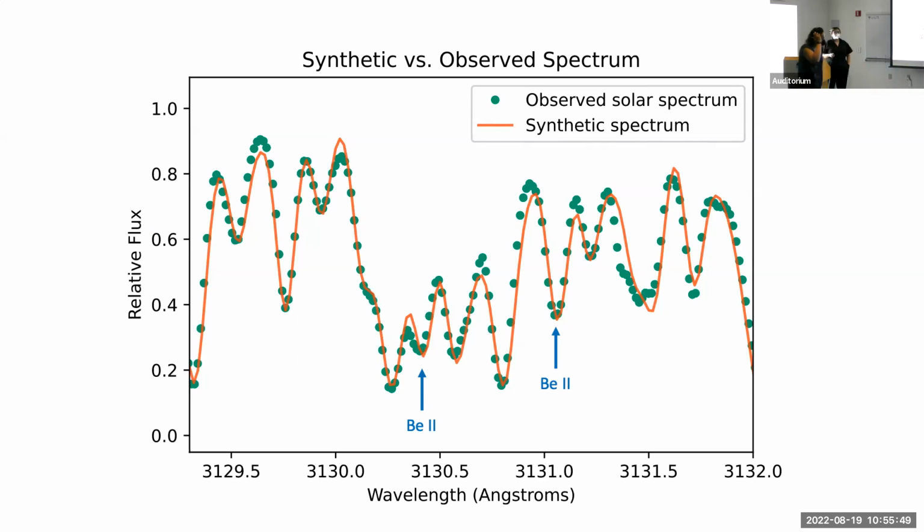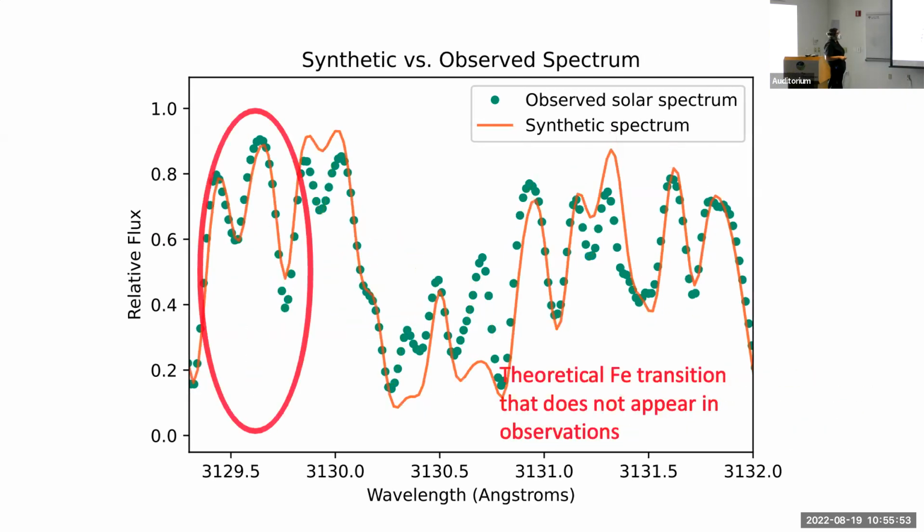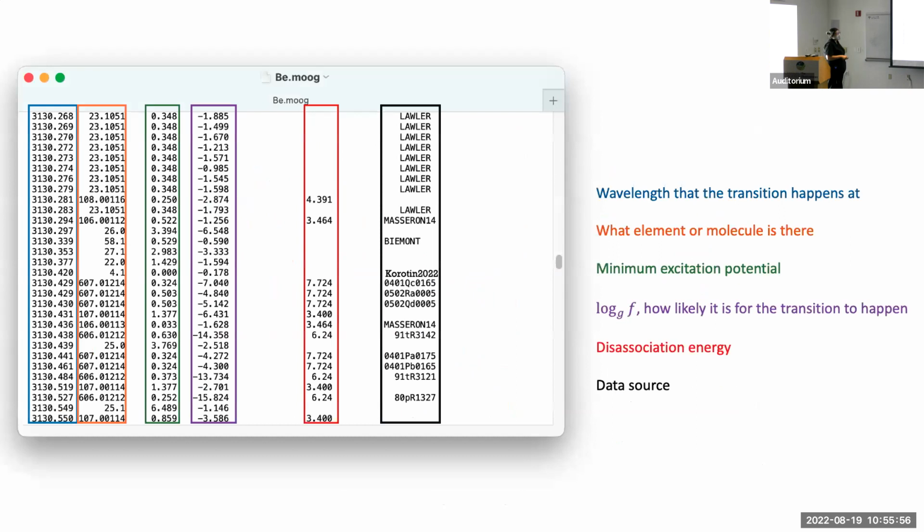In one of the slides, you show a lot of data that comes from MOOC, and you said that you only selected one of those columns. Can you explain why you disregarded the other ones, even though the dissociation energy sounds important, and the wavelength at which the transition happens? Great question. You're right, they are very important, and that's kind of why I didn't edit them.